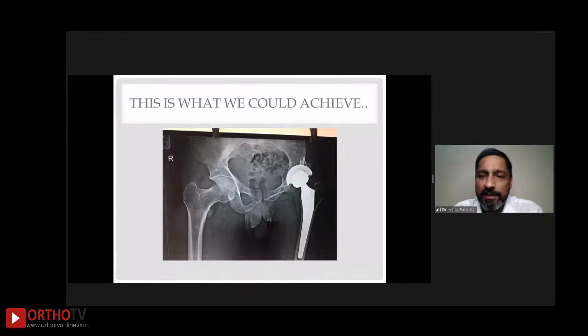Even GMAX release in such high riding cases, GMAX release, but it's not a good idea because with GMAX you have to release and suture it back. Yeah, so that is important. Should not release GMAX unless it is too tight. And here it is adduction, so there is no question of tightness of GMAX.